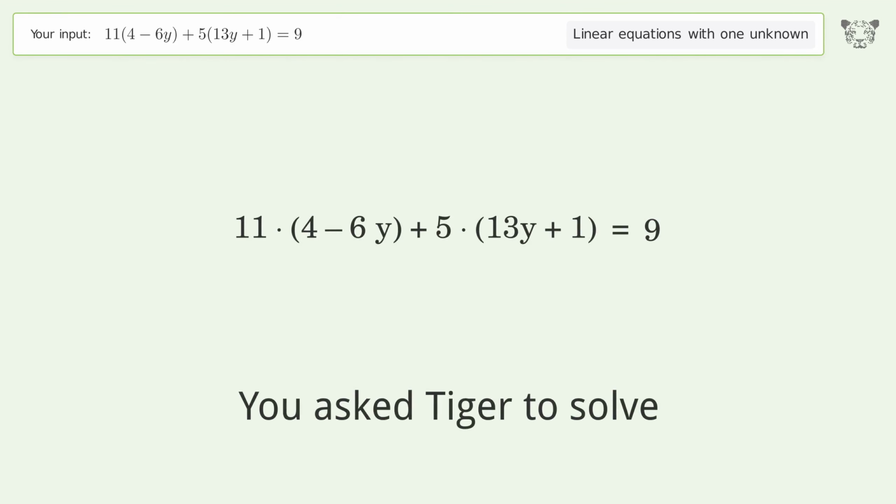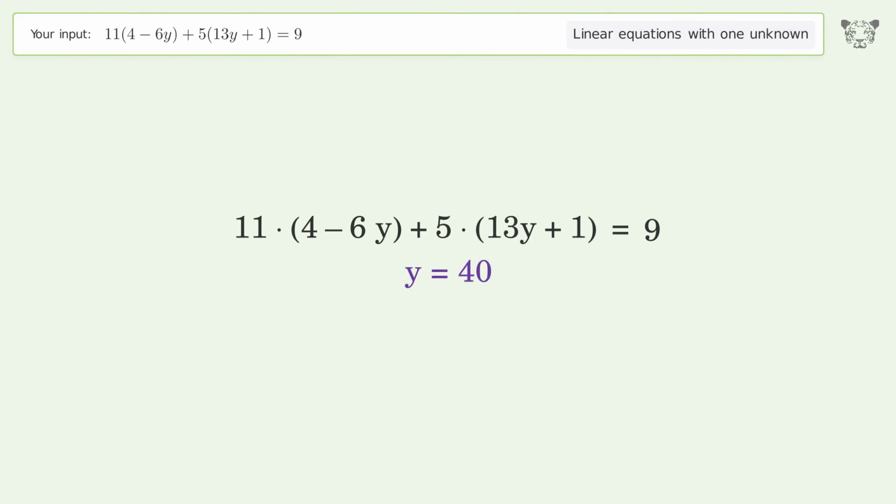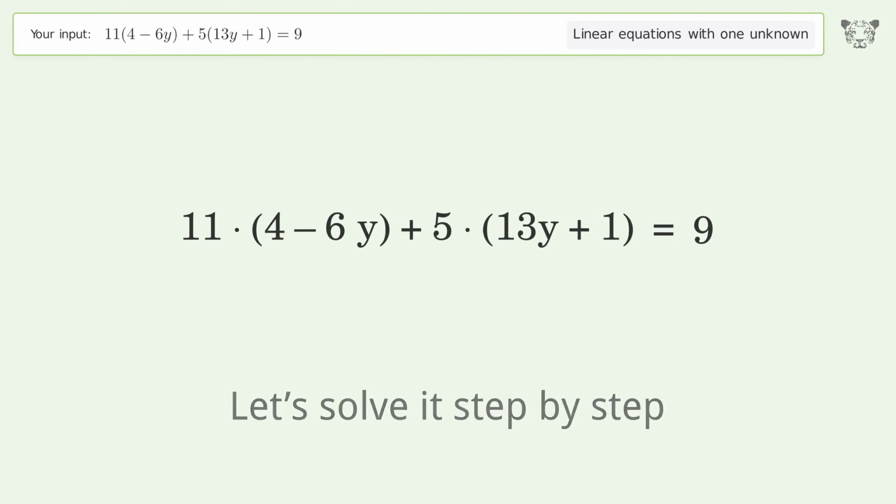You ask Tiger to solve. This deals with linear equations with one unknown. The final result is y equals 40. Let's solve it step by step.